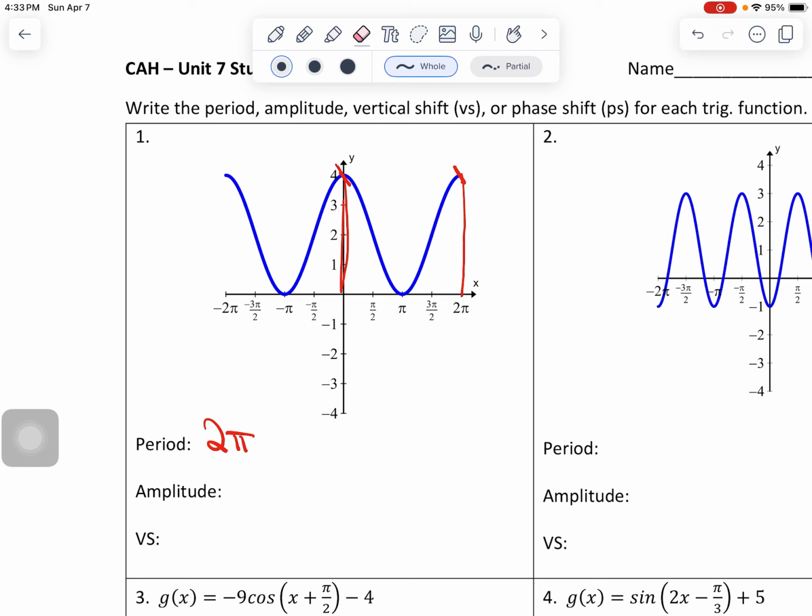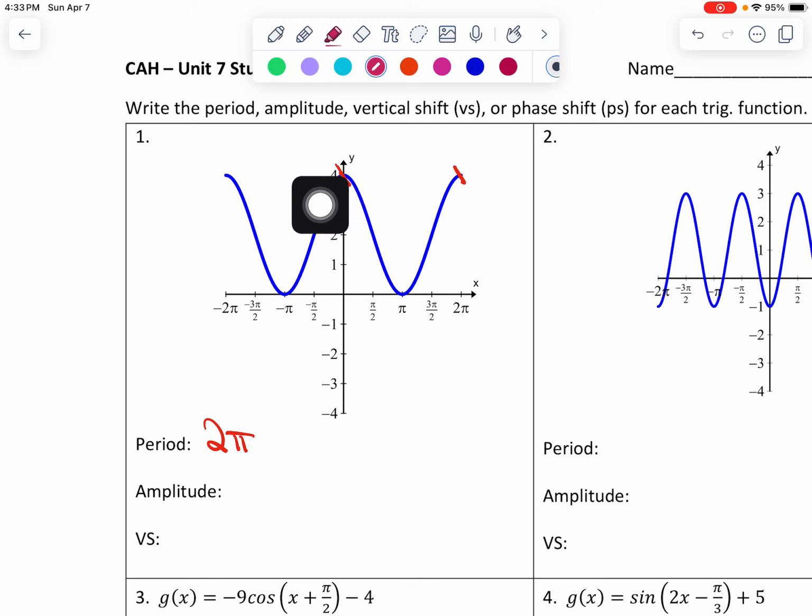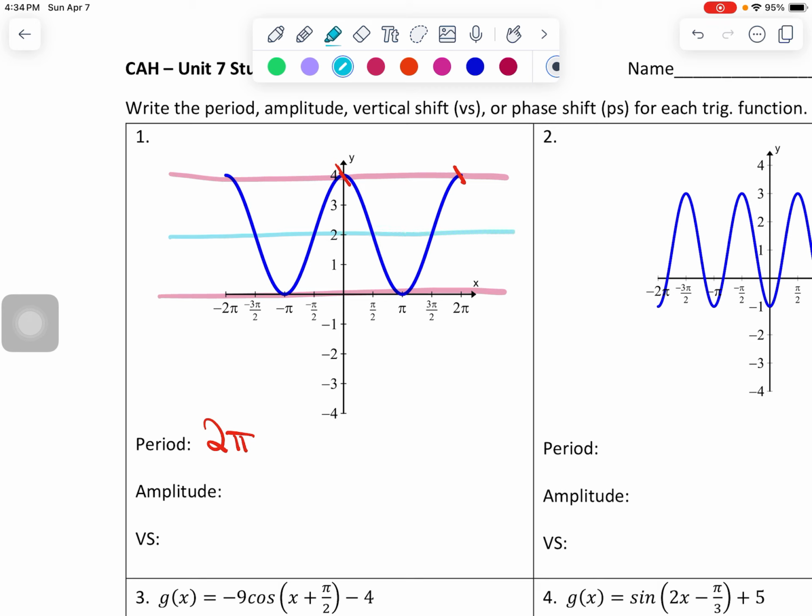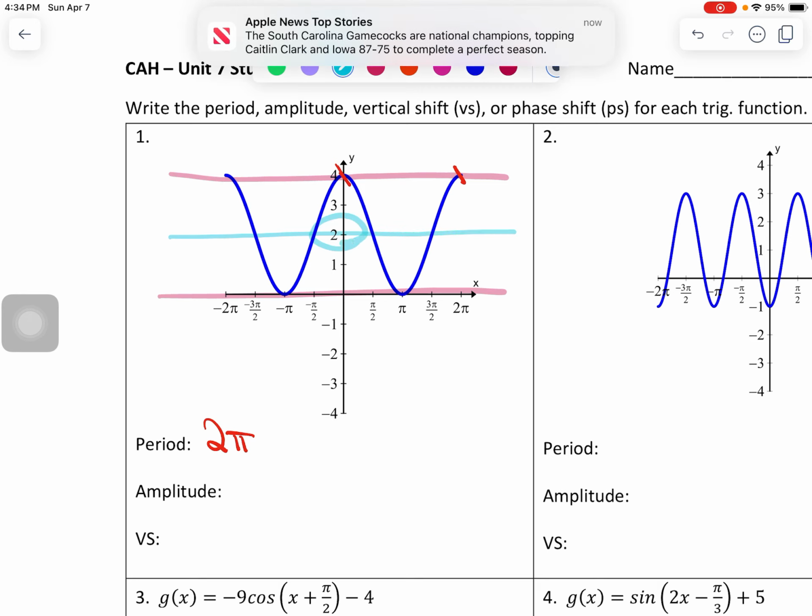Amplitude. Let me go ahead and erase what I've already marked there. Amplitude is, remember, the distance from the midline to either the maximum or minimum. So I actually start by finding the midline here first. If I look at this, my highest point here is at 4. My lowest point here is going to be on the x-axis, which is 0. So if I draw little lines here, right between these two would be the midline. So there's my midline of 2.